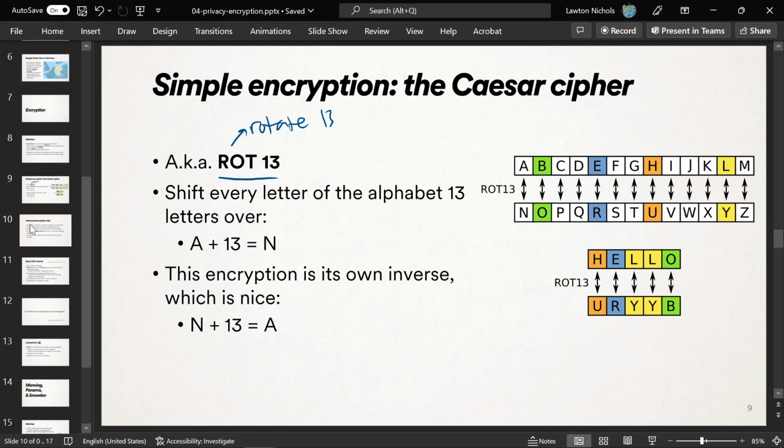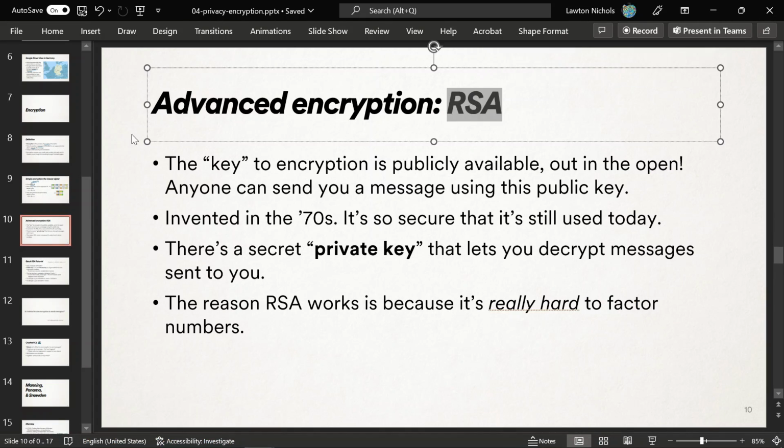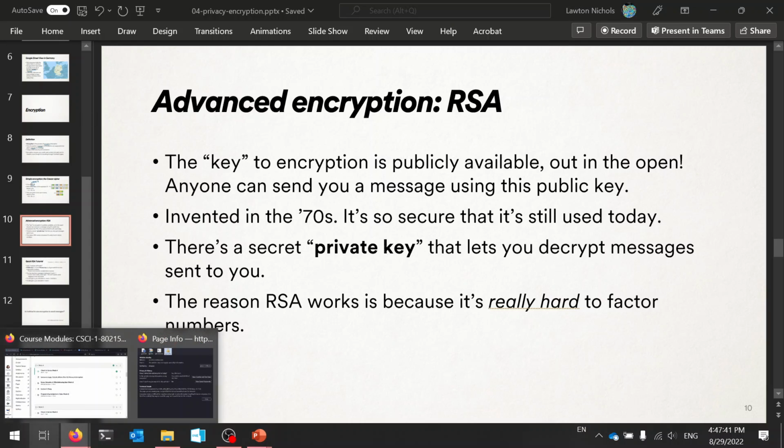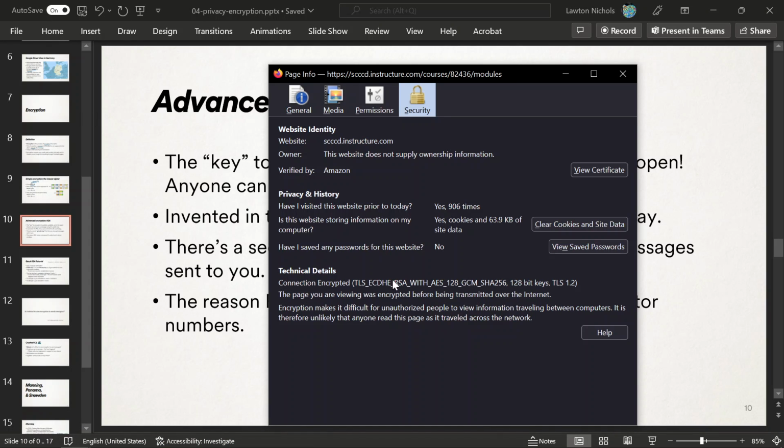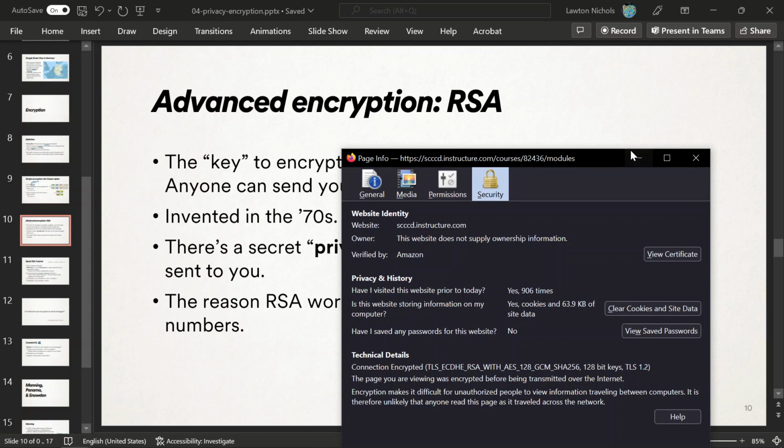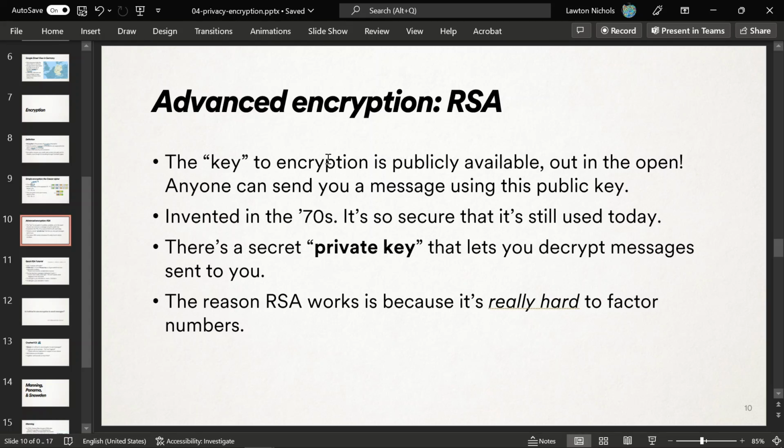Let me show you a fancier kind of encryption, because this acronym was on Canvas. This is one of the things that is keeping Canvas safe. TLS ECDHE RSA. There it is. RSA. I'm going to teach you RSA, just briefly, though. It's very fancy. If you want to learn more about this, you have to wait until CSCI 26.